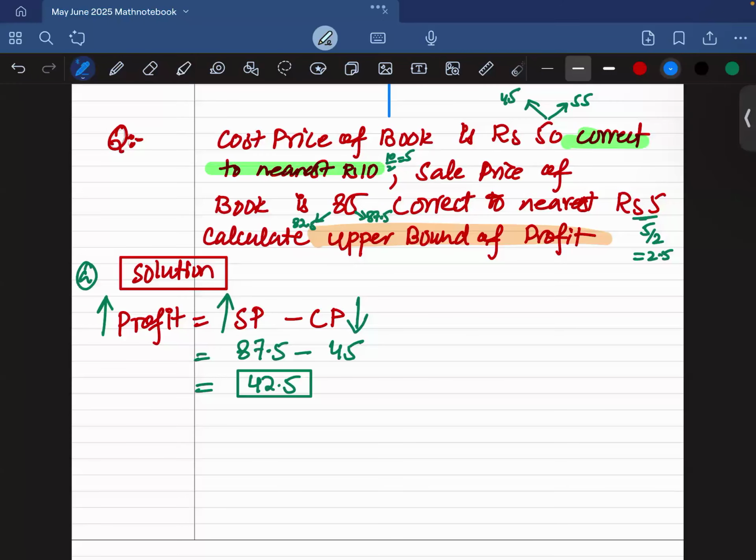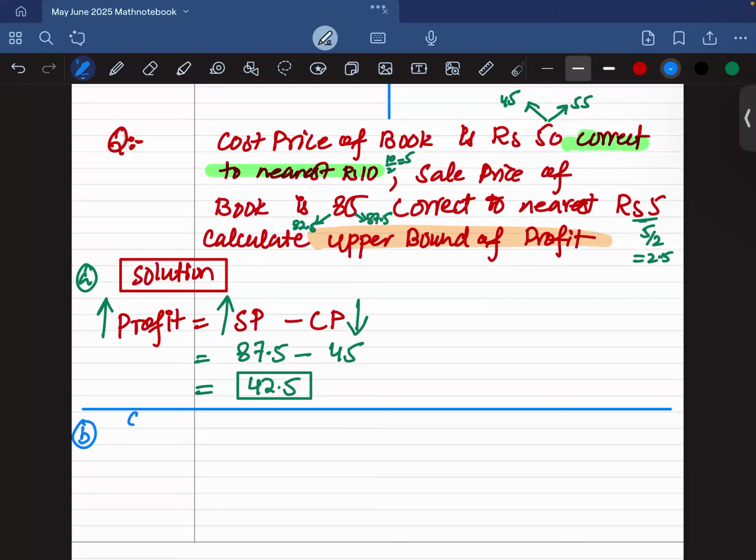Let me try with one other part. It's part B. Most of you are studying this topic for the very first time. So do not panic. It's the first time you guys are studying. So we will give a day or two to this topic. Don't you worry about that. For example, the demand of the question is to calculate the lower bound of profit.